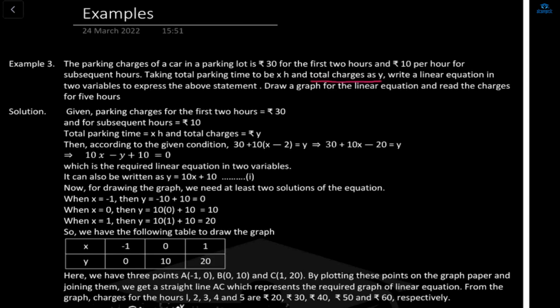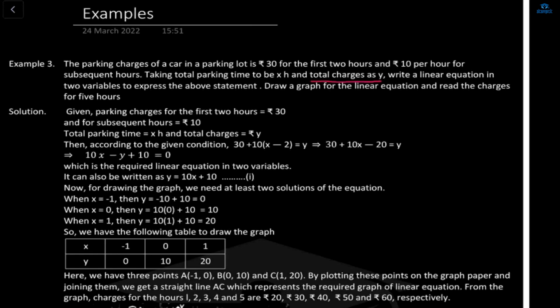So taking the total parking time to be X hours, the total parking time is assumed as X hours and total charges as Y. Here it is mentioned to you, Shazan, that you have to take hours as X and your charges as Y. So you can get a linear equation in two variables where X is for time and Y is for charges. Now how can you form the equation?